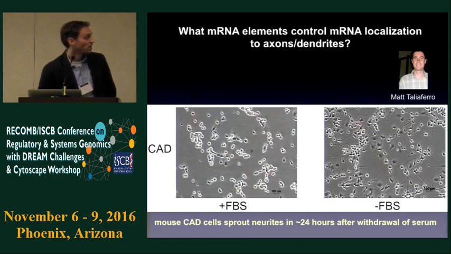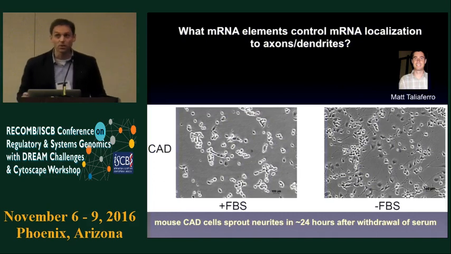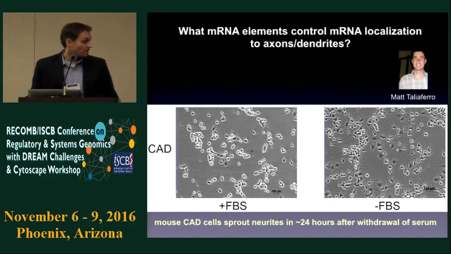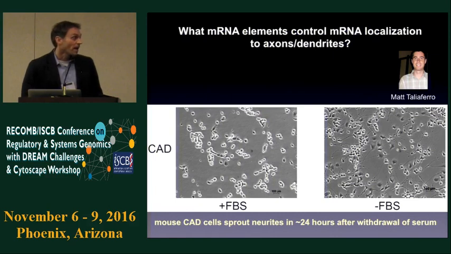So he chose this CAD system, which is a mouse CNS-derived cell line, where these little round cells, when you withdraw serum, within 24 hours or so, most or all of the cells sprout these neurites. And they express a number of neuronal markers and seem to be a reasonable model for neurite growth and neurite localization.